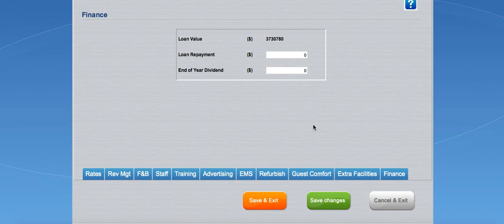Second key point is think about that strategic fit. Imagine the hotel that you're managing in your mind. What is it like? Who is it attracting? Make all of your decisions in line with that. I can't encourage you enough to do it in that way.